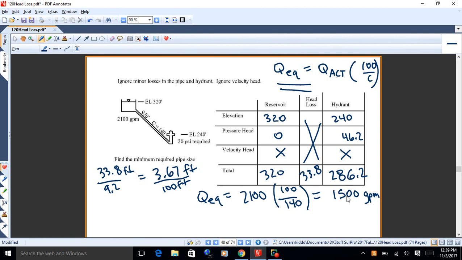Okay, and now do the same thing. And remember, the 3.67 is your upper limit. That's as high as the head loss can go. It can't go any higher than that.